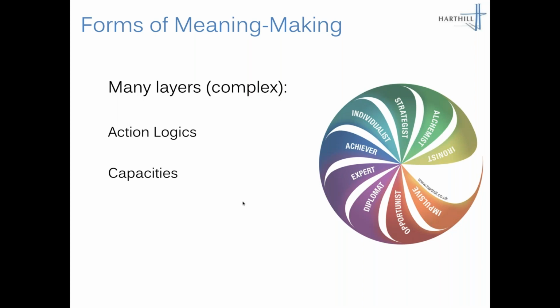So meaning making has many layers. It's inherently complex. We have these high-level structures called action logics, and they refer to much deeper structures called capacities that we have to infer because we can't physically or psychologically detect them directly. And there are many other layers which, you know, we haven't got time to go into now.